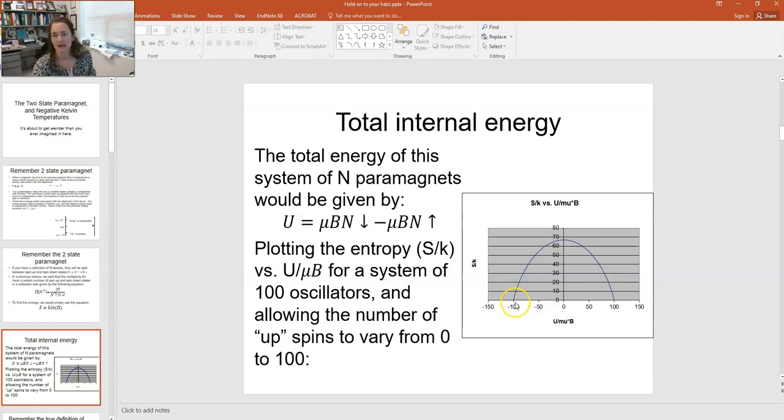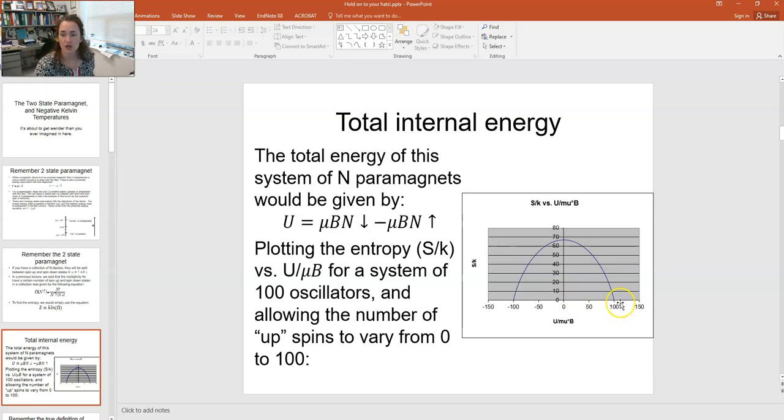Fine. Now let's go all the way here to where you have a total internal energy of 0. That means that half the particles are spin up and half the particles are spin down. And N down equals N up, and so this U here goes to 0. Now, that would also correspond to your largest multiplicity. We've talked about this before, right? You get your largest multiplicity and your largest entropy when it's evenly distributed. So that's our max entropy. Now, go over to the far right-hand side of the plot.